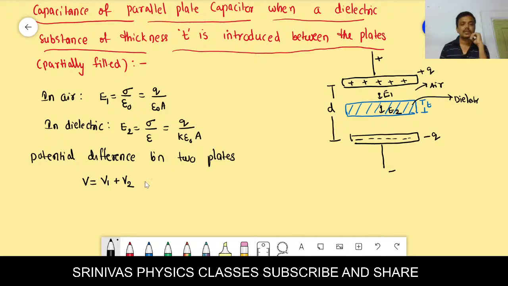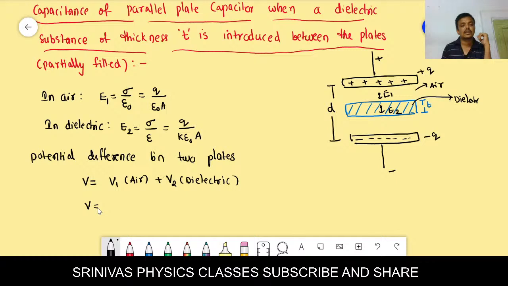V1 is the potential difference between the plates. For example, there are two types of potential difference here. A little amount of air is there. In the air medium we write the potential difference as V1. In the dielectric we take the potential difference as V2. What is the general formula for the potential difference?